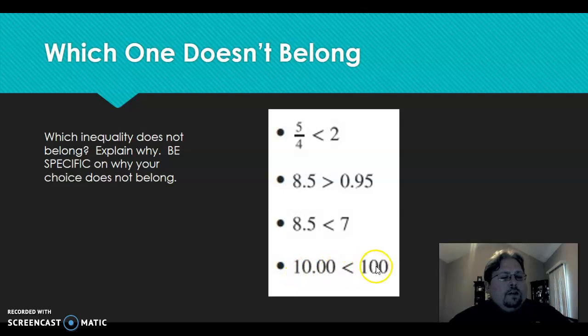Looking at the last one, this one's true. It says 10 is less than 100. You could say that this doesn't belong because it's the only one with only zeros to the right of the decimal.